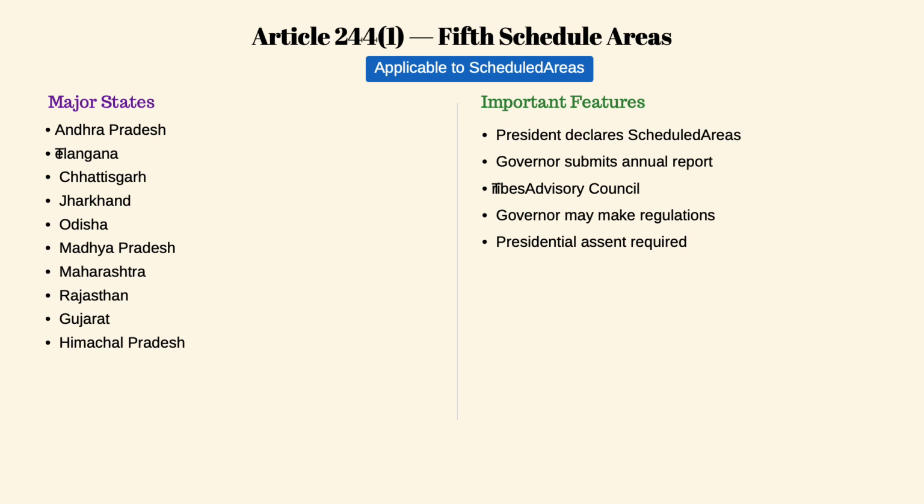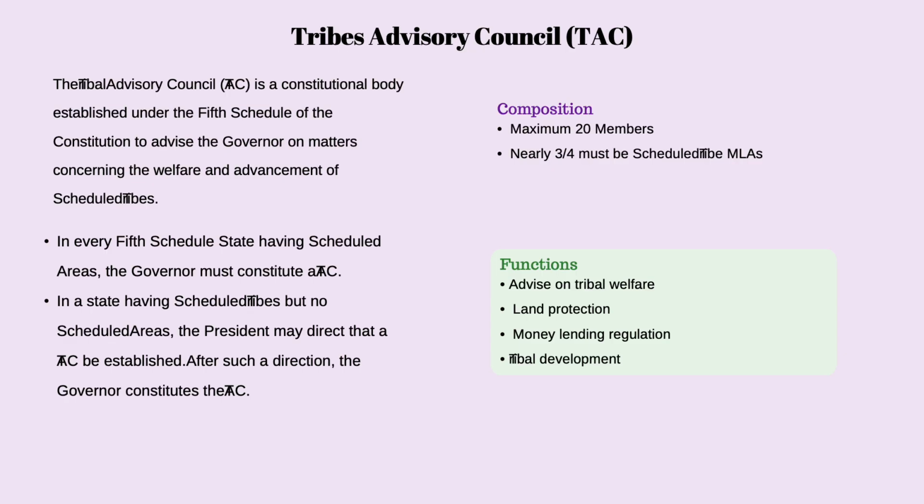Okay, so these are the 10 states under the fifth schedule: Andhra Pradesh, Telangana, Chhattisgarh, Jharkhand, Odisha, Madhya Pradesh, Maharashtra, Rajasthan, Gujarat, Himachal Pradesh. You will find that there is not a single northeastern state. Okay, so there's a reason. Northeast states come under the sixth schedule. So we will learn about that in the next slide. So these are the 10 states under fifth schedule areas, and what power they have is that they can form a tribal advisory council, which we will learn about in the next slide.